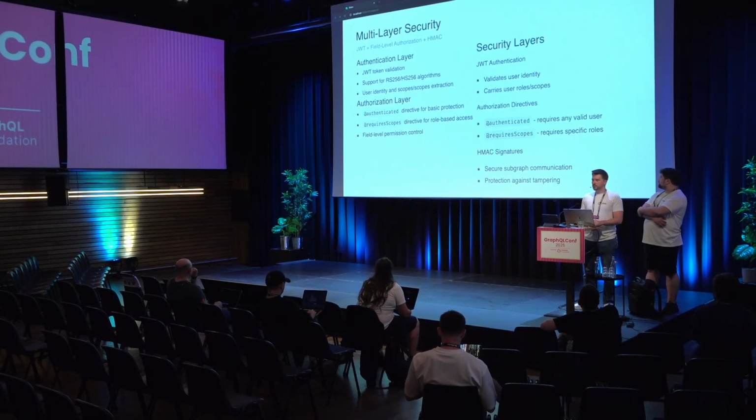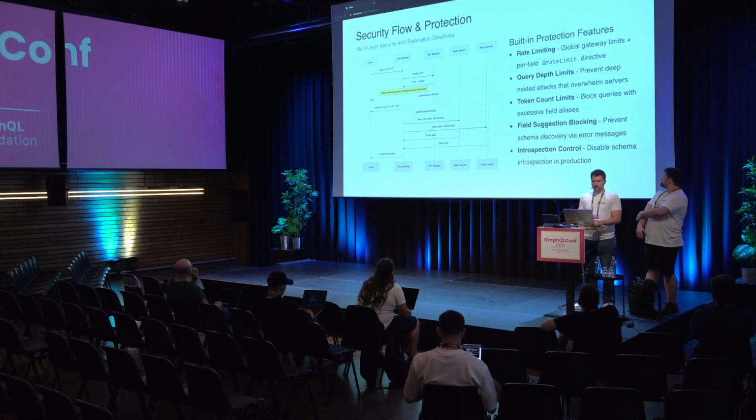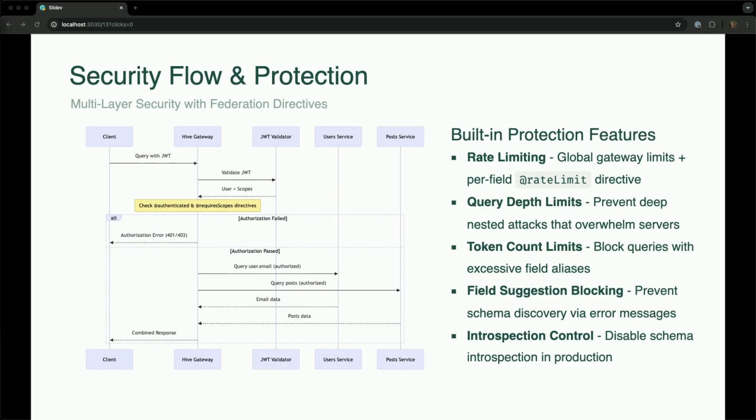And finally, HMAC signatures secure the internal communication and will ensure only the gateway can communicate with the subgraph. This diagram shows our complete security architecture with federated directive-based authorization. The gateway validates the JWT first to extract user identity and scopes. Then it will check all authentication directives during the planning process.